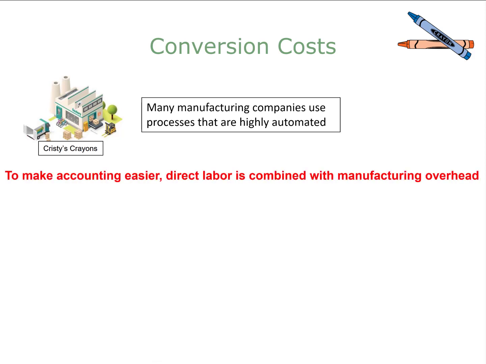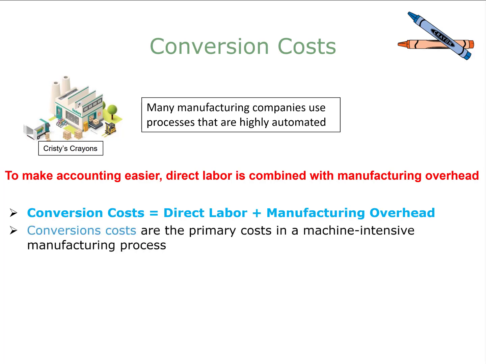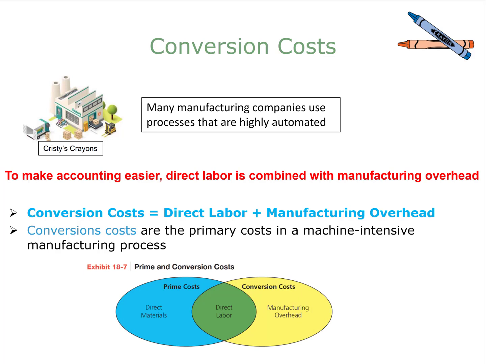For these manufacturers to make accounting easier, they'll combine direct labor with manufacturing overhead. These are called conversion costs. So conversion costs are simply direct labor plus manufacturing overhead. These are the primary costs in a machine-intensive manufacturing process. From a previous chapter, you may remember this diagram showing that conversion costs are direct labor plus manufacturing overhead. They are called conversion costs because they are the cost to convert raw materials into finished goods. So our biggest takeaway is that conversion costs are direct labor plus manufacturing overhead.